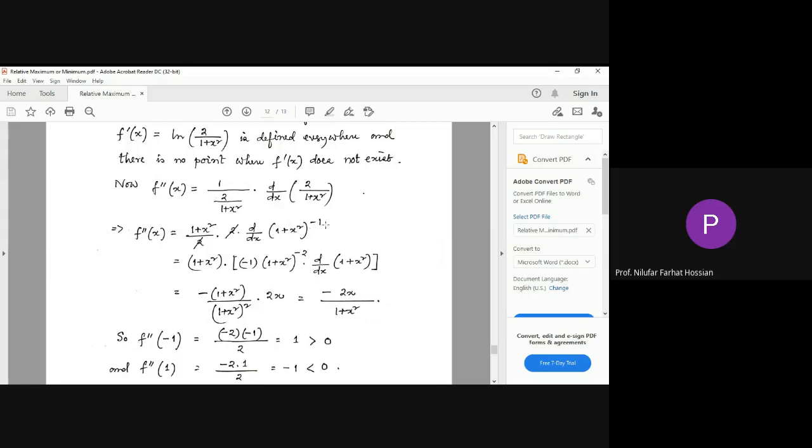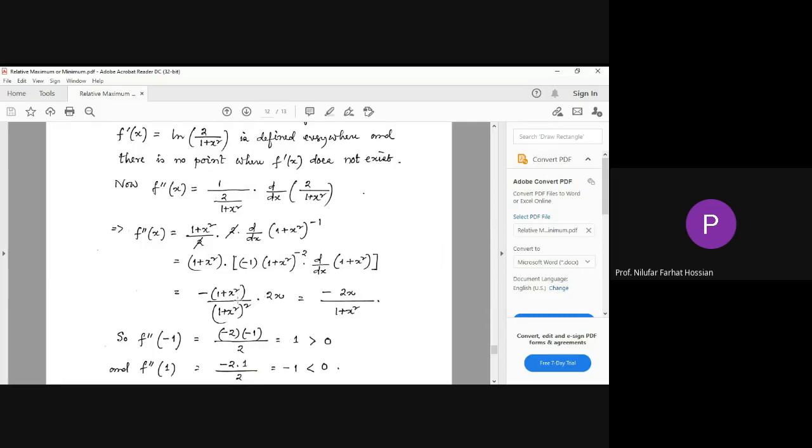So x to the power minus 1, that means it will be minus 1 x to the power minus 2. Your x is 1 plus x square, so you have to multiply it by d dx of 1 plus x square, and d dx of 1 plus x square is 2x. So it becomes minus of 1 plus x square, and since the power is negative, you can take it to the lower side. It will be 1 plus x square whole square. And here the d dx of this is simply 2x.